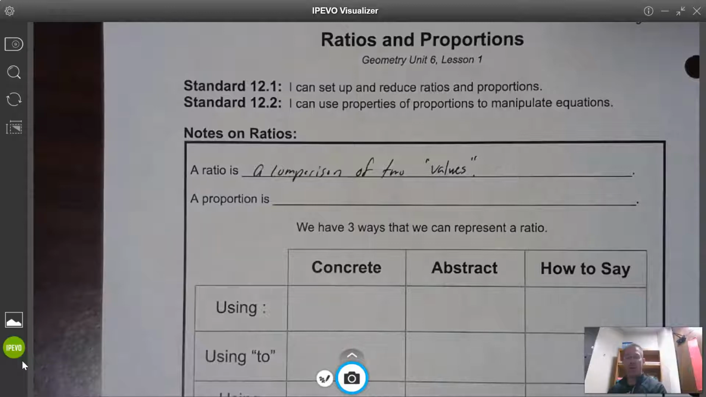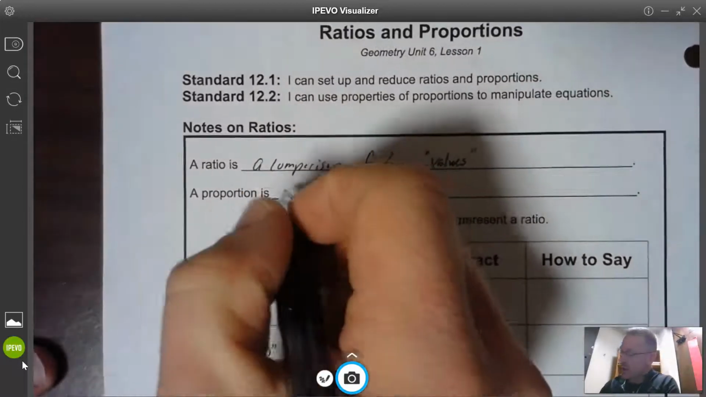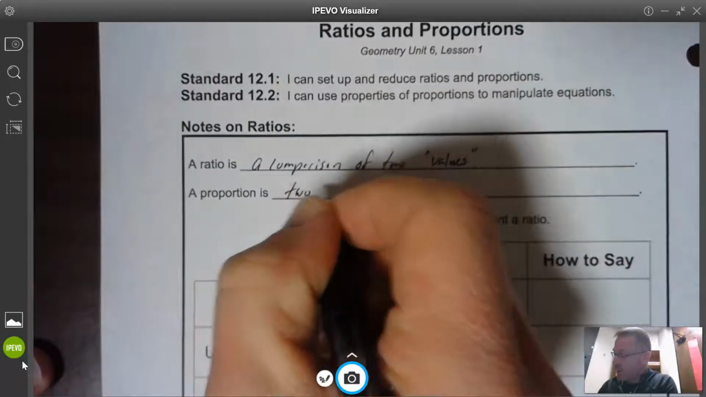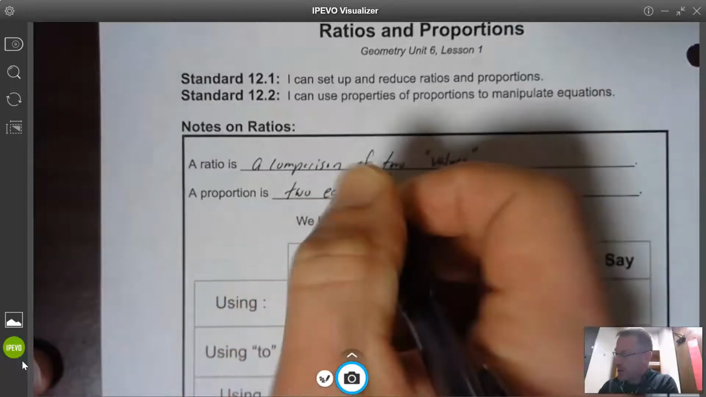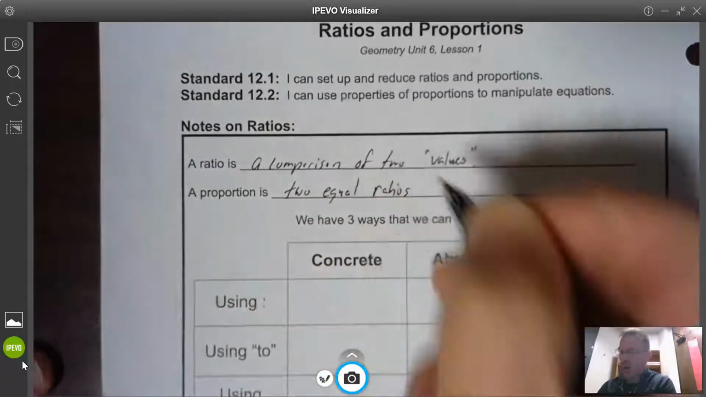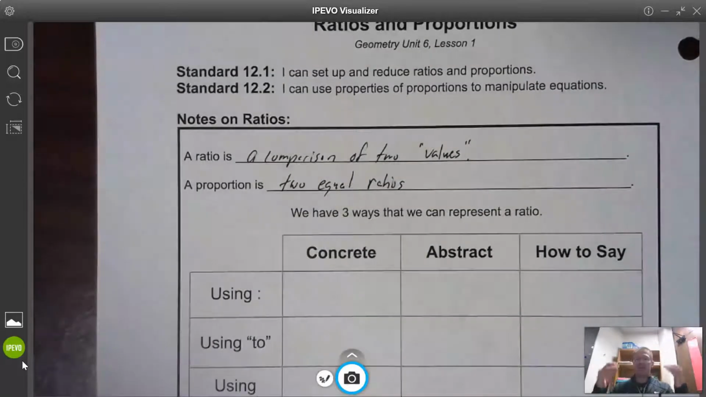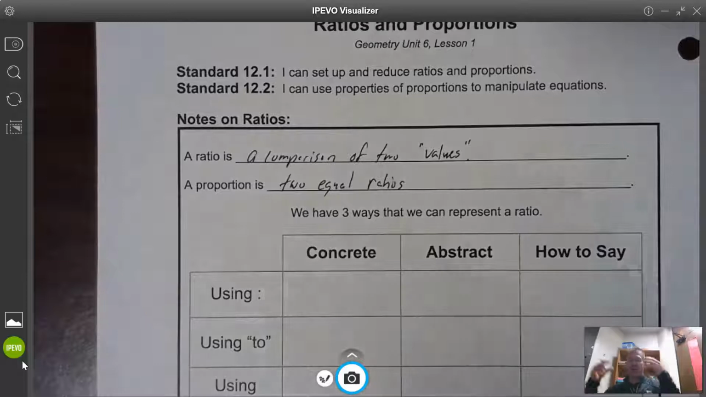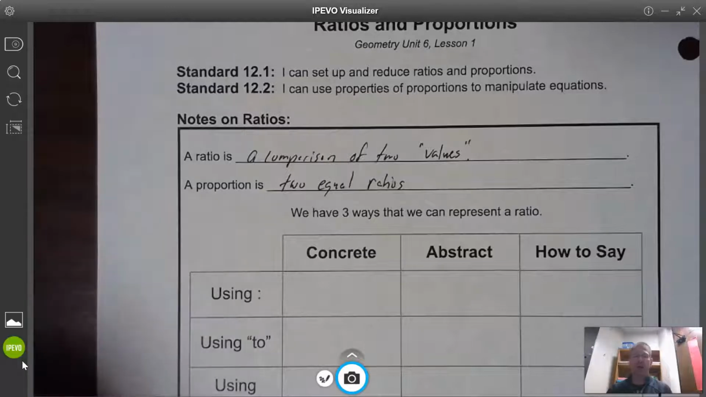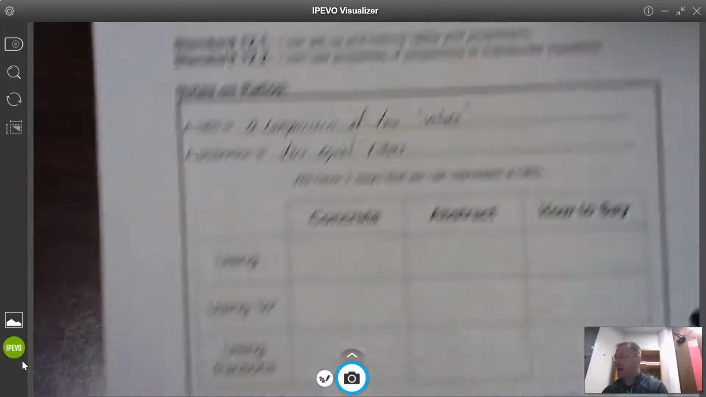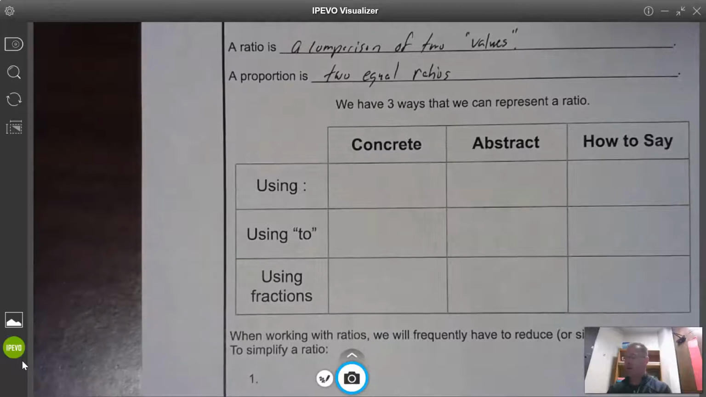Okay, so now a proportion is two equal ratios. All right, so for example, 5 to 10 equals 1/2, right? So a proportion is just when we have those two equal ratios. Now, what you're going to see is that the notation surrounding ratios has three really common things that you're going to see.